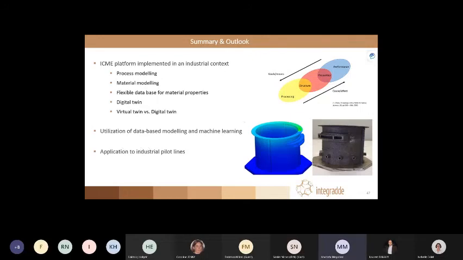Can you go one slide back? Sorry, I might be taking too much time.